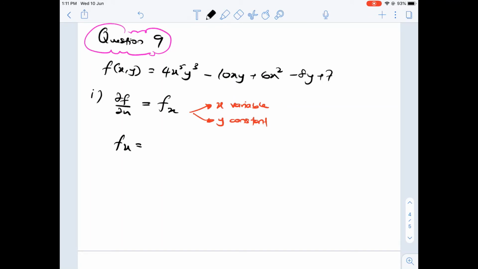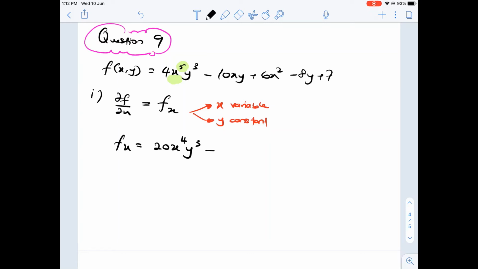fx equals, we differentiate with respect to x now. So 5 multiplied by 4 is 20, x to the power of 5 minus 1, so we have 20x to the power of 4. y cubed is just a constant, right? Because as I mentioned earlier, if you differentiate with respect to x, y becomes the constant. So we just write it down here, y cubed.